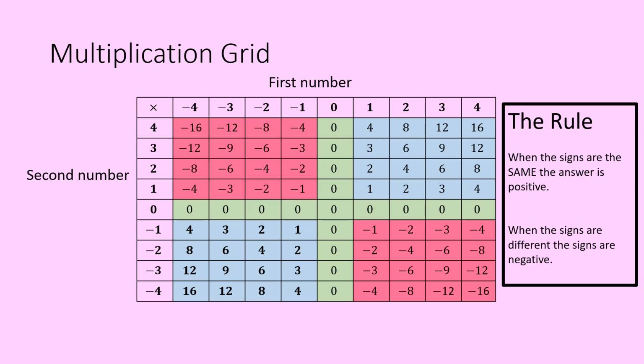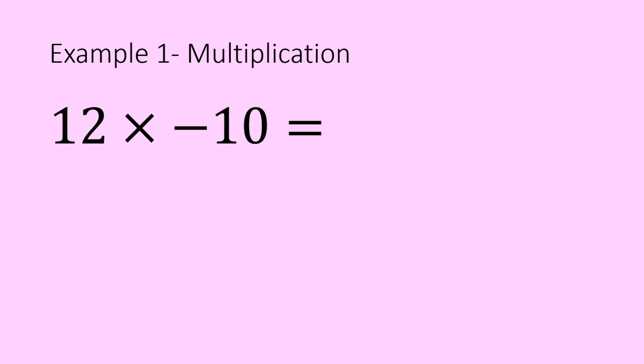Well, the rule is that when the signs are the same, the answer is positive. When the signs are different, the answers are negative. Okay, so let's have a look at an example. We've got 12 times -10. So let's just work out what 12 times 10 is. Well, 12 times 10 would be 120. Now let's look at the signs. We've got a positive number and a negative number. So the signs are different. So the answer is going to be negative. So it will be negative 120.